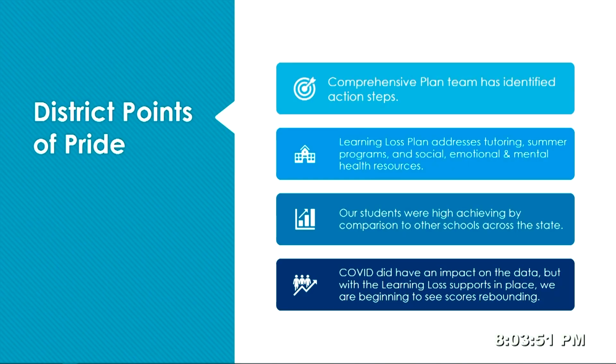So really thinking about where we were and what we're talking about, our points of pride really are the comprehensive planning team had identified action steps, which we are in the midst of working towards. We have that learning loss plan that addresses tutoring. We have summer programs, social, emotional, and mental health resources are being provided to our students. Our students really were high achieving by comparison to other schools across the state. We recognize that COVID did have an impact on the data. With the learning loss supports that are in place, we're starting to see some of that rebounding based on those scores.